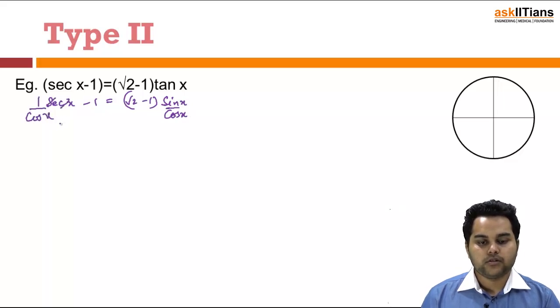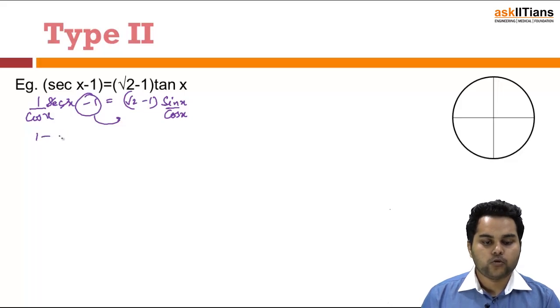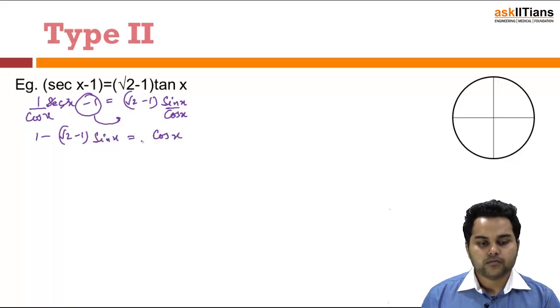So my solution to this equation would become, I would transpose this 1 to the other side and take all the trigonometric ratios on one side. So I would get 1 minus root 2 minus 1 sin x is equal to cos x, which would then again be giving me cos x plus root 2 minus 1 sin x equal to 1.